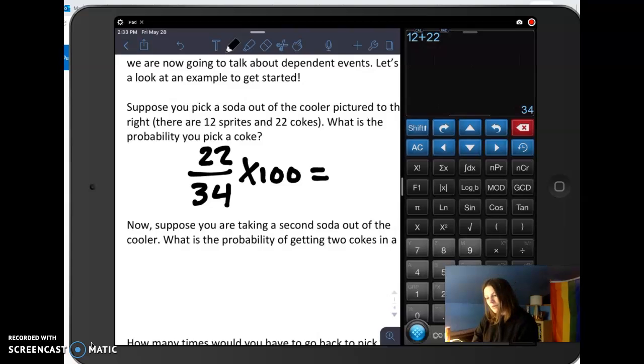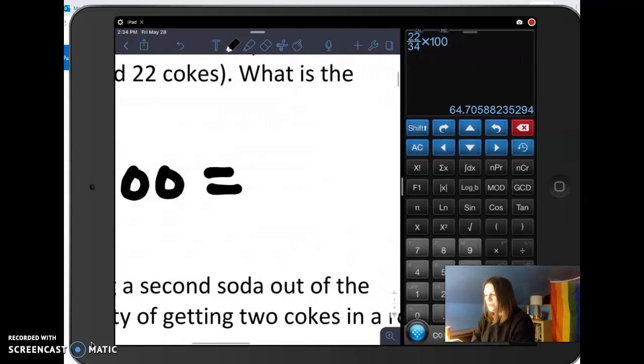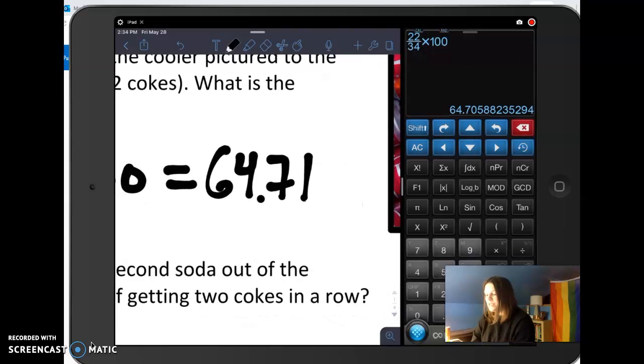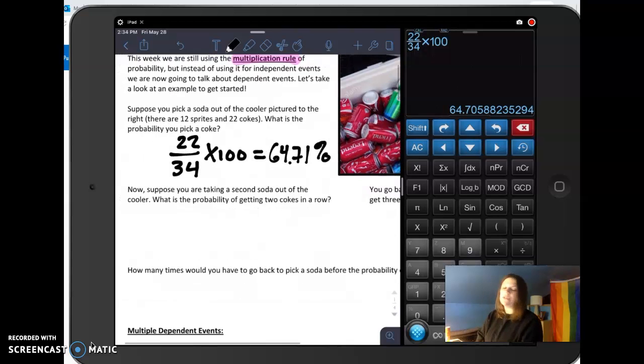So on our calculator, we're going to put in 22 over 34, and then we're going to multiply by 100. So the probability that you reach into the cooler and you get a Coke is 64.71%. Remember, we always want to round to the nearest 100th, which is the second decimal place. All right, so that was simple enough, right?